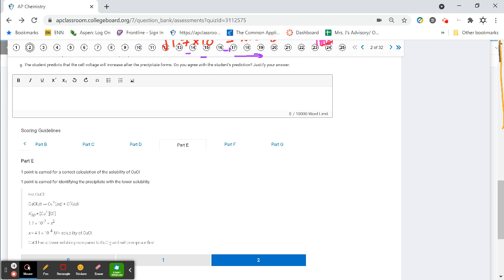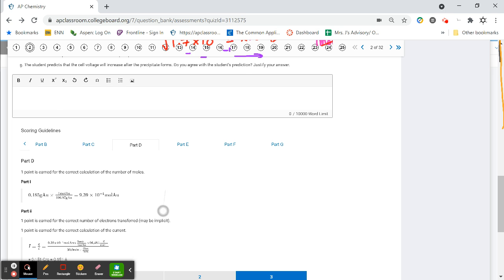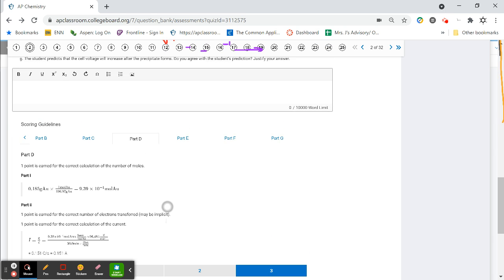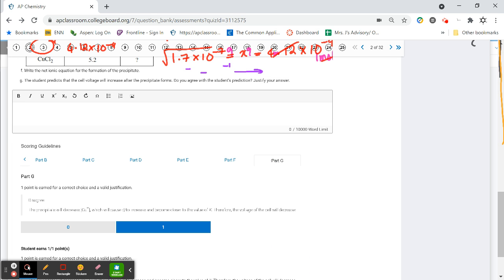Okay. We just calculated this. That was good. 0.151 amps, or coulombs per second. That was good. And then over here.